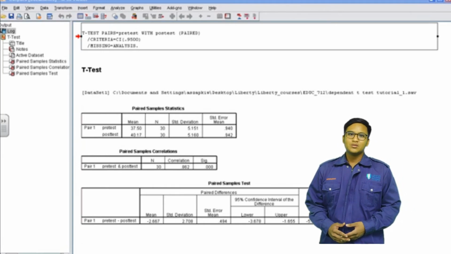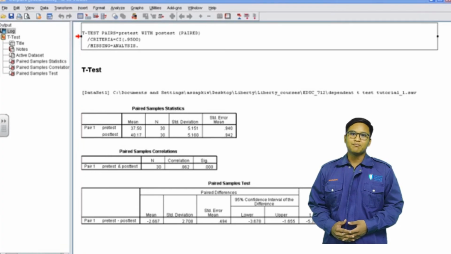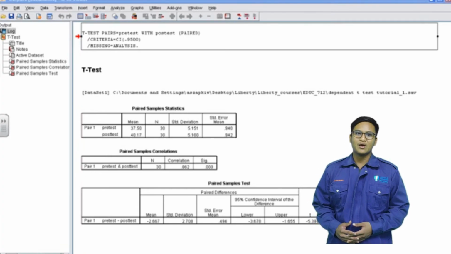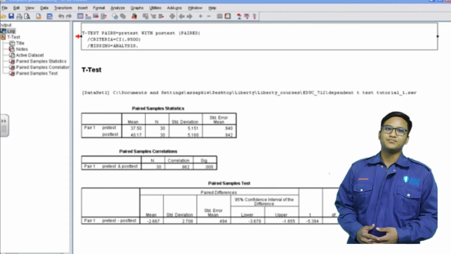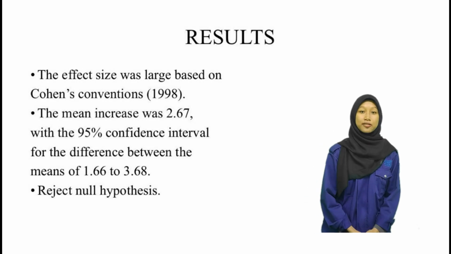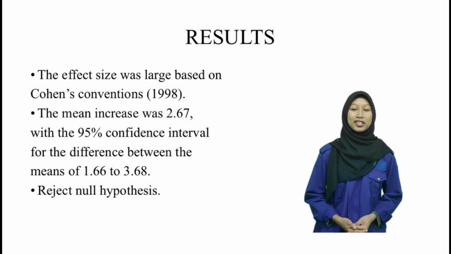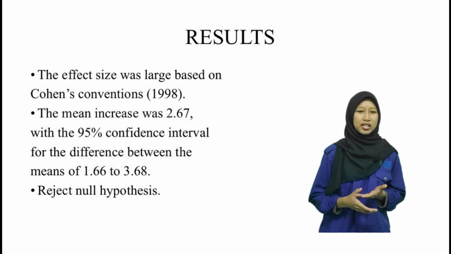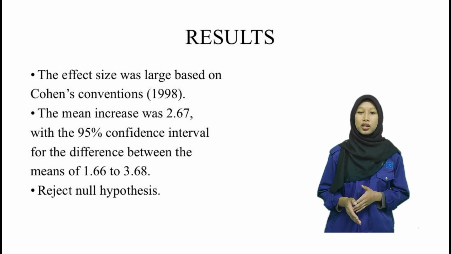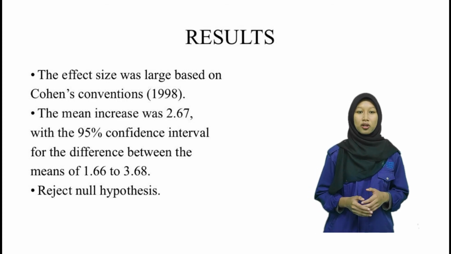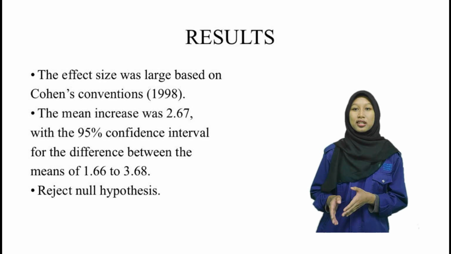So, for the most part it's always a good idea, and it is a better research design, to have a control group that you can compare against. So, the finalized finding is the effect size was large based on Cohen's 1988. The mean increase was 2.67 with a 95% confidence interval for the difference between the means of 1.66 to 3.68. So, we reject the null hypothesis.